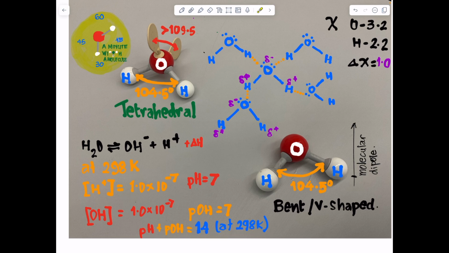Apart from all of those, of course, let's focus on this little aspect down here of the water molecule. And here we can see water ionizing into OH minus and H plus, and we have a positive delta H here, which means that it's an endothermic process. Energy is needed to break up or to ionize this molecule.